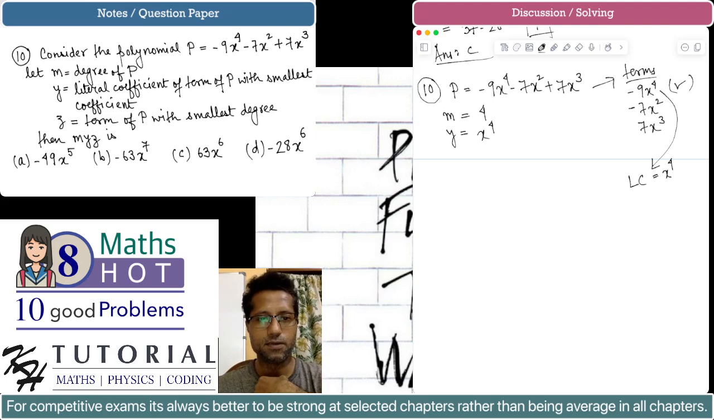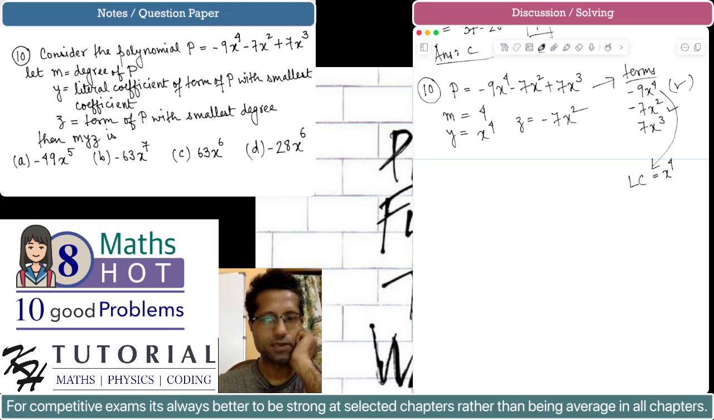What is z? Z is the term of p with the smallest degree. The term having the smallest degree is minus 7 x square. What is the degree of a term? The degree of a term is the sum of powers of the variables in the term. We can see that minus 7 x square is the term whose sum of the powers of the variables is minimum, that is 2. So we see that z is equal to minus 7 x square.